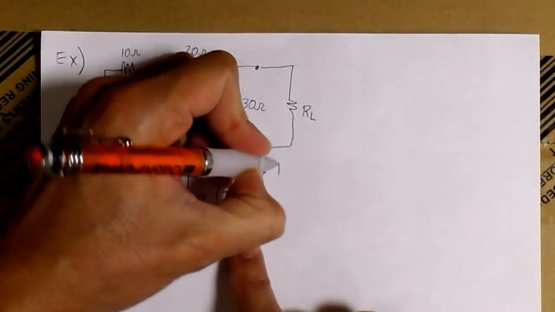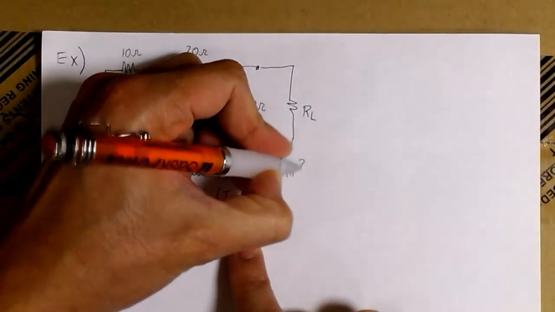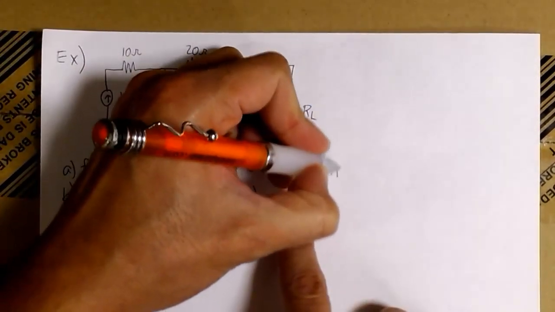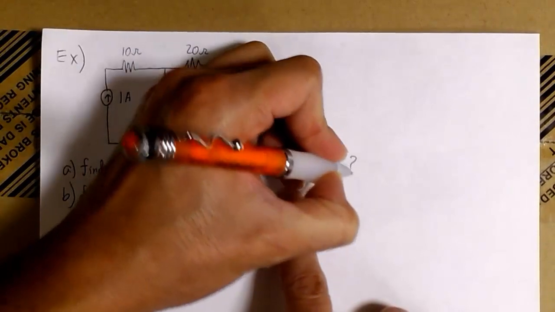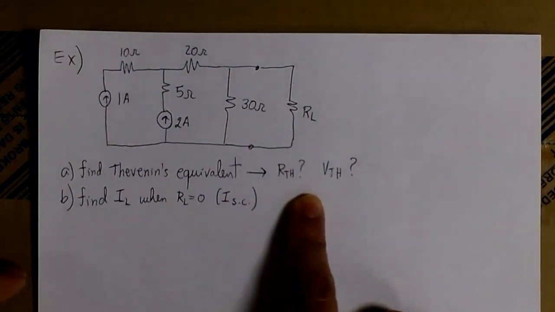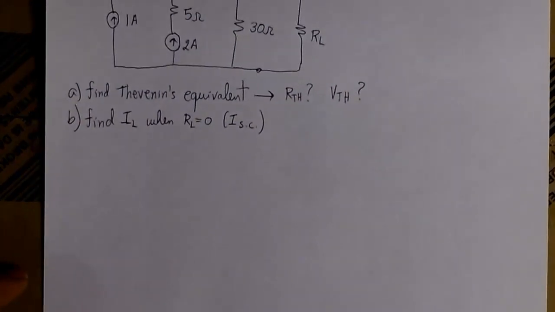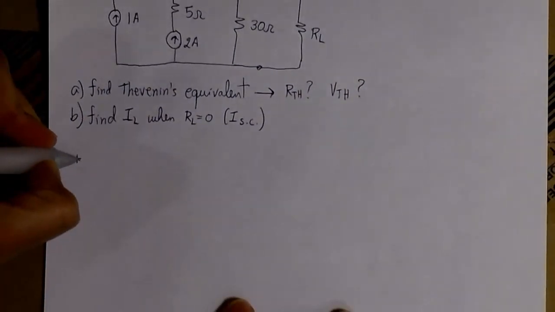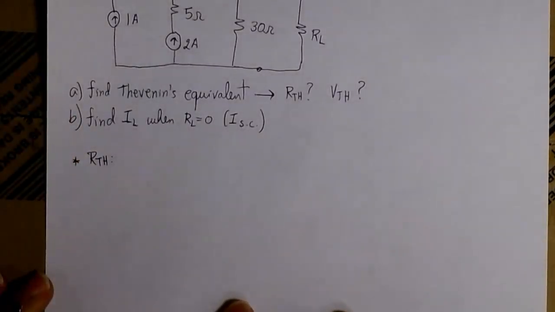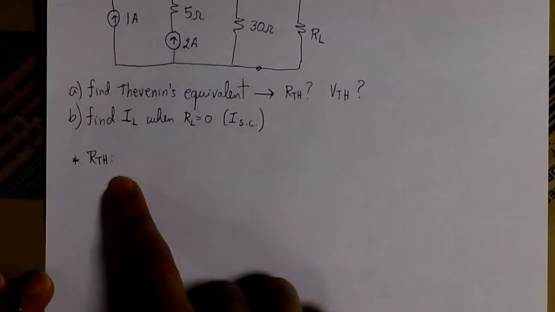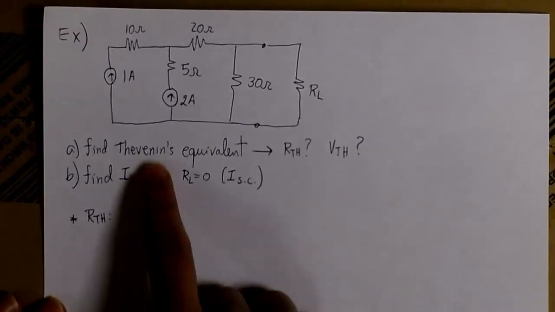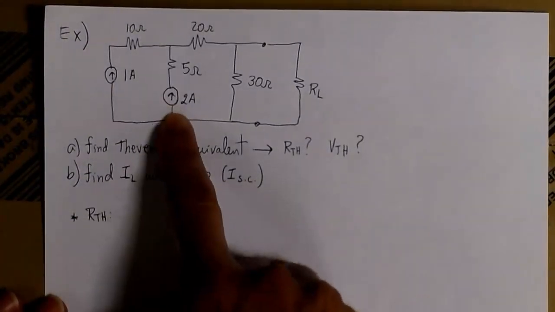That basically means we need to find two things. One is R Thevenin, that's the value of the resistance, and the other thing we need to find is V Thevenin, that's the value of the voltage. So let's start with R Thevenin. In order to find R Thevenin, we have to get rid of the sources in the circuit. So we replace current sources with open circuits and voltage sources with short circuits.